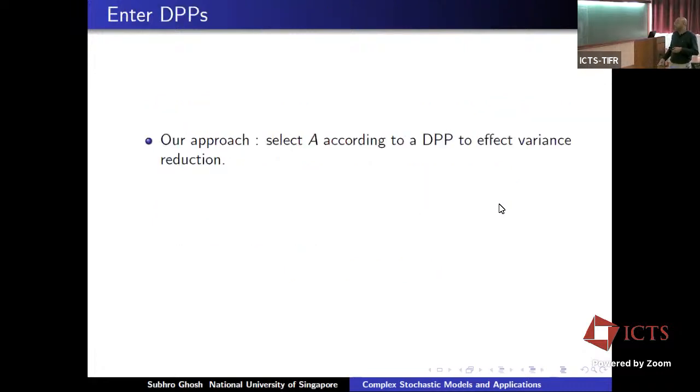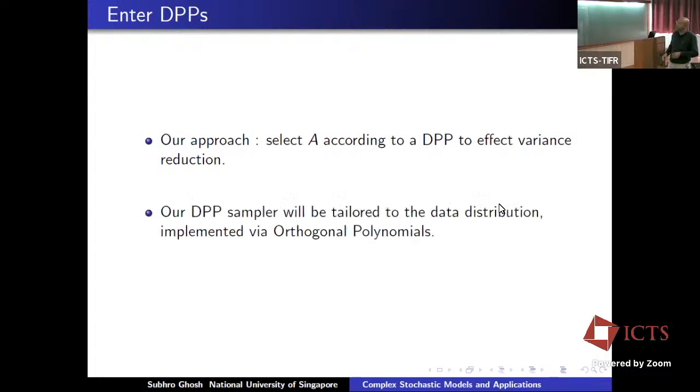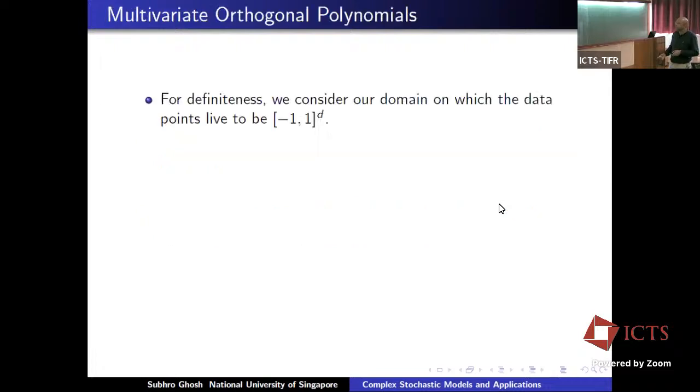And our approach, the alternative possibility, is to select A according to a DPP, so as to suppress the variance sigma square. This pertains to our earlier discussion on how the uniform, spatially homogeneous distribution of DPP points actually reduces the fluctuations of linear statistics. Our DPP sampler will be tailored to the data distribution, and it will be implemented via orthogonal polynomials. So what is our procedure? Let me quickly go over it.